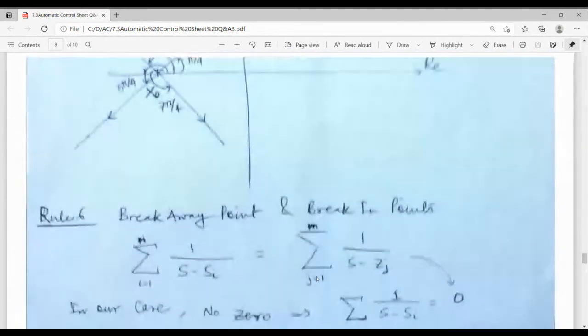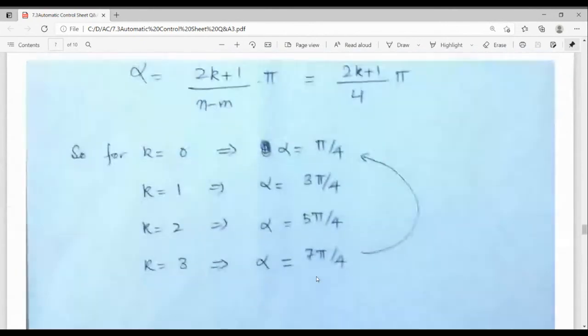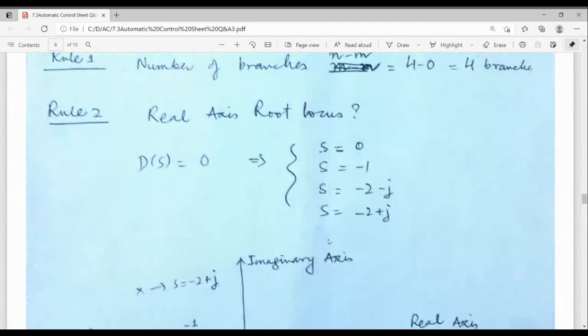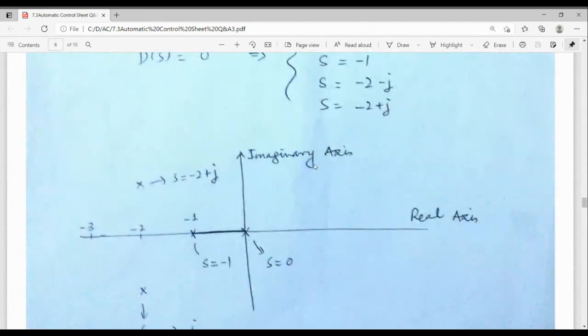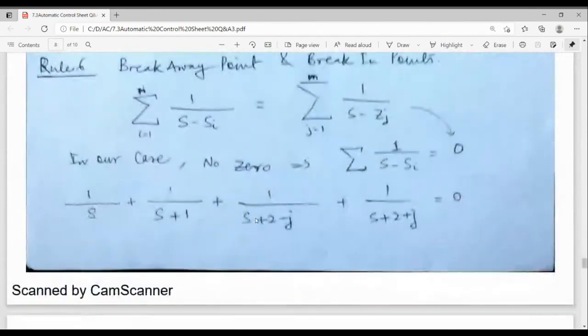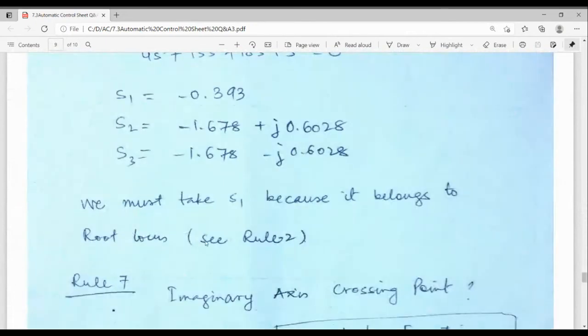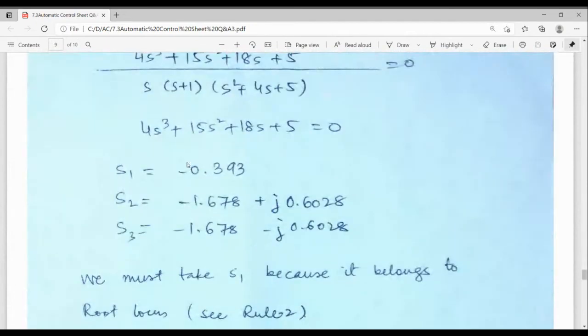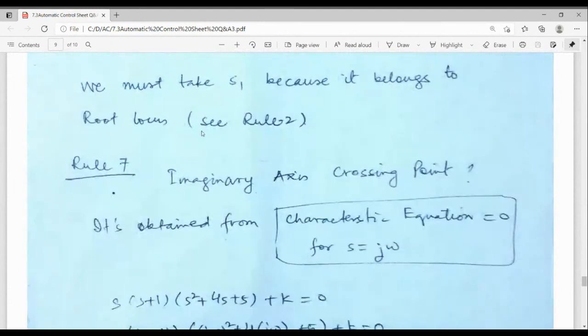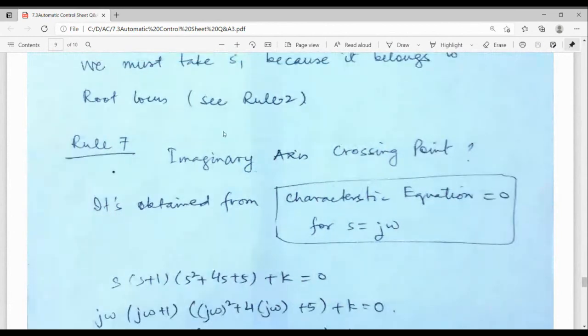See rule 2. And we must take this, s equal to minus 0.393. So after this, rule 7.